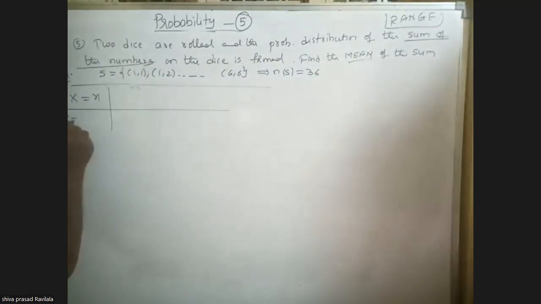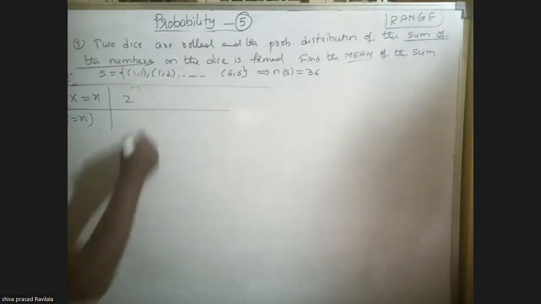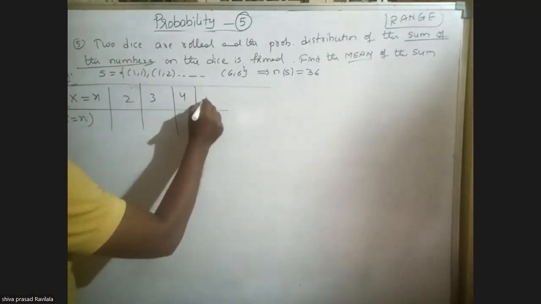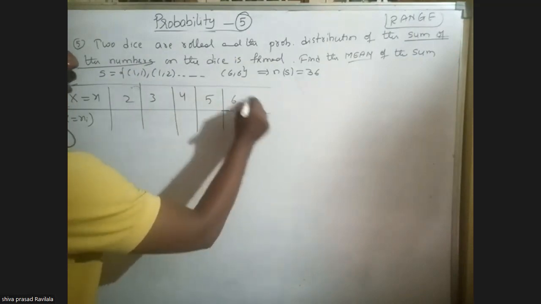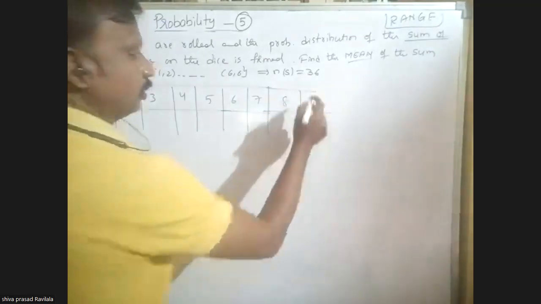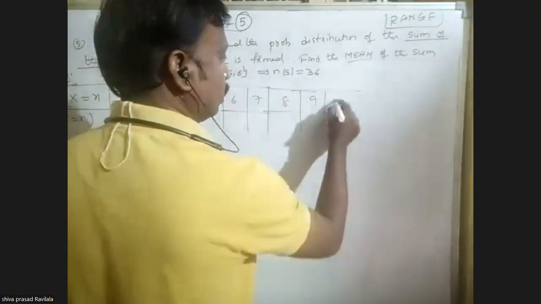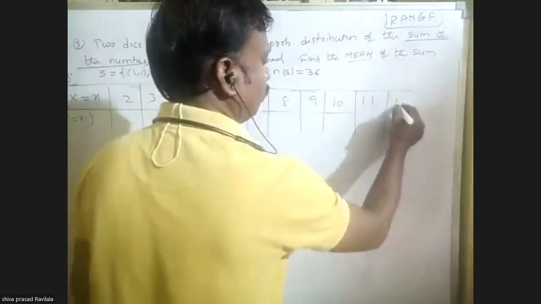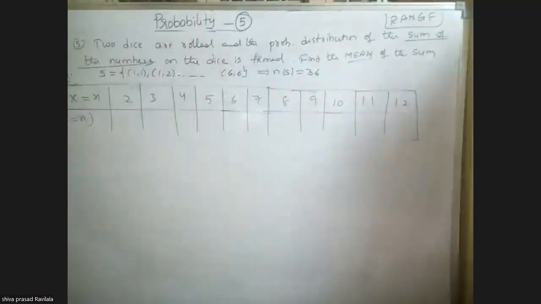And probability of x equal to xi. When two dice are thrown, we may get 2, both 1, 1. That will be the range. And next we may get 3, then 4, 5, 6, 7, 8, 9, 10, 11, and the maximum will be 12.